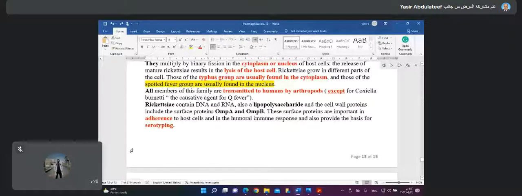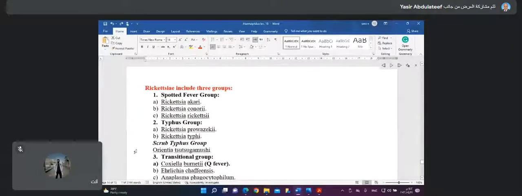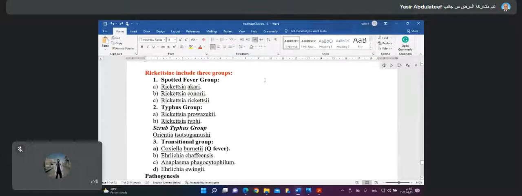طبعا they have DNA and RNA and they also have a lipopolysaccharide. والاكو على السيرفس two antigens اللي هو OMP A and OMP B, which are responsible for the virulence of this microorganism, and they are also responsible for the adhesion and serology classification. إذا فهي تنقسم إلى 3 groups: spotted fever اللي هي الأكثر واحدة مشهورة بهم ريكيتسيا ريكيتسي، الكونوري والأكاري part of this group.